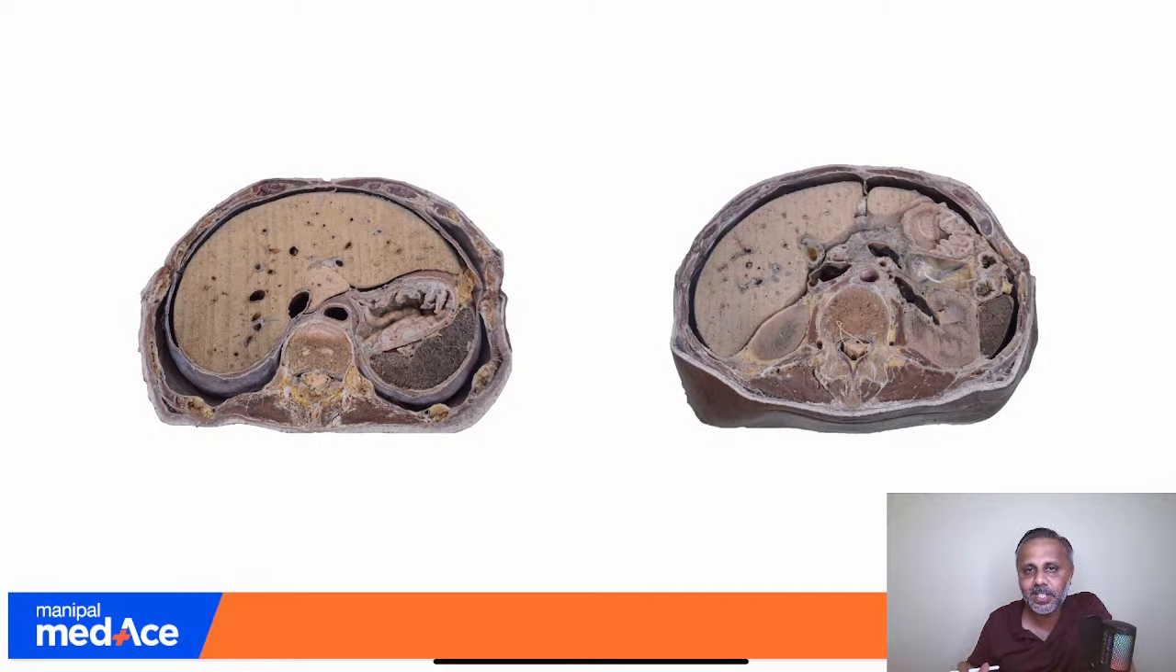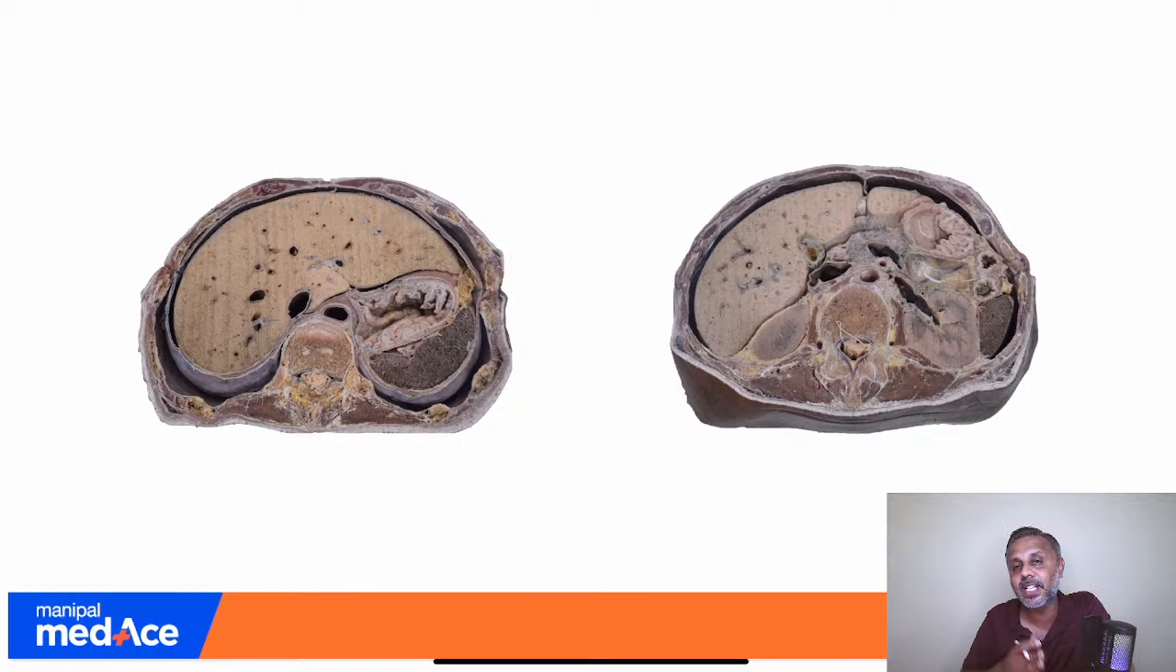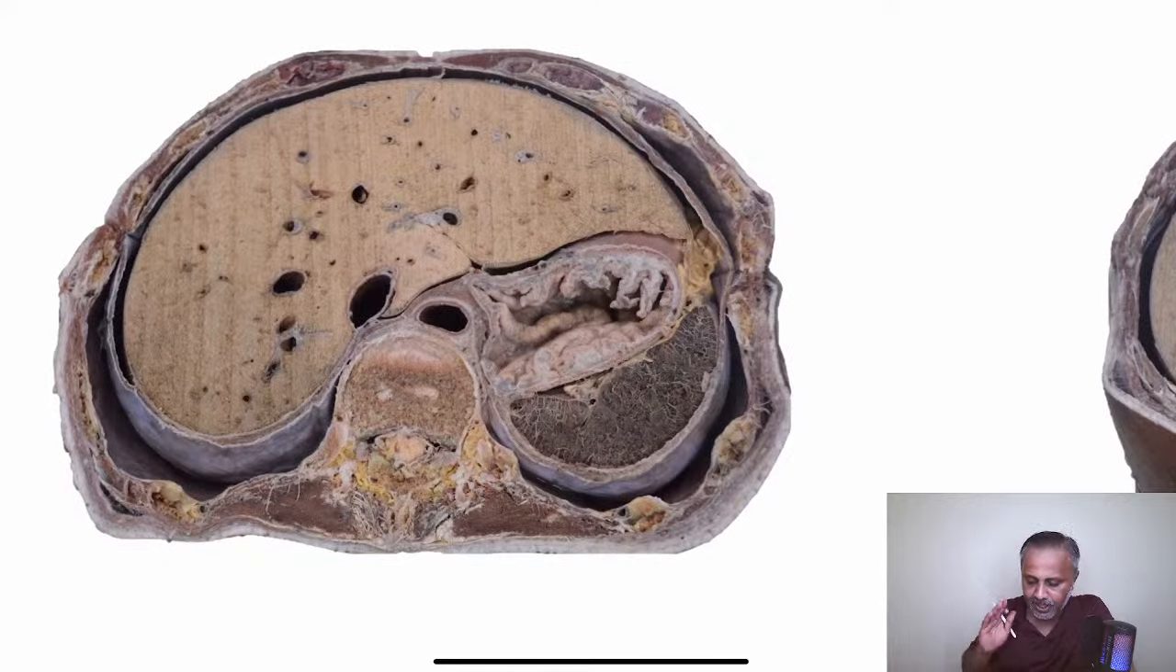Now these are the images of the transverse section of the abdomen. This is taken at the level of T12 and this is taken at the level of L1. Now how would I say that this is from T12 and this is from L1? First let's enlarge this and try to identify the structures. To begin with, let's say this is the T12 vertebra. And here you have the position of the xiphoid process, the anterior thoracic wall, and you can even see the cut section of the ribs.